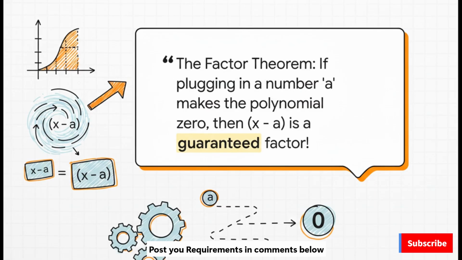And this is where things get really cool. Finding those zeros unlocks a super powerful tool called the factor theorem. And it's awesome. It basically says that if you find a number, we'll just call it a, and that number is a zero, then you automatically, instantly know one of its factors. It's guaranteed to be x minus a. This is an absolute game changer for breaking down complicated polynomials into simple pieces.